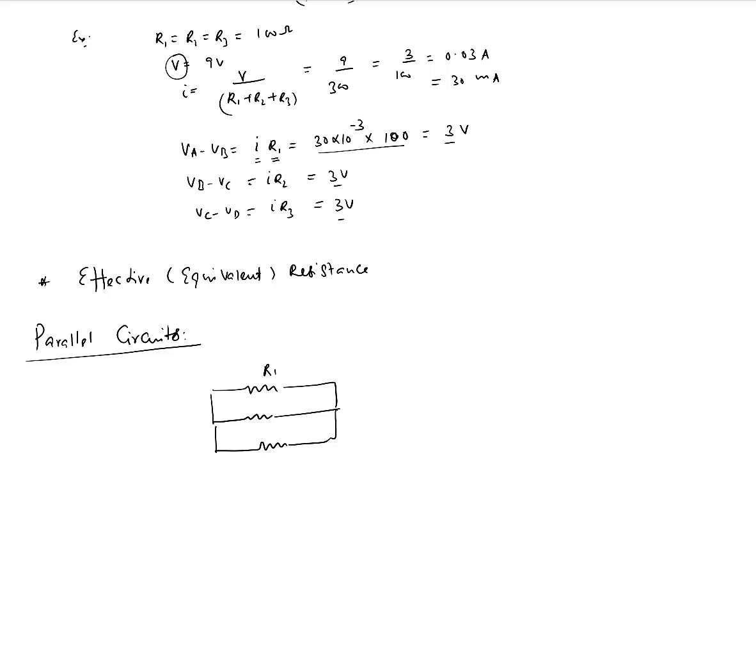So we have three resistors here, let's say R1, R2, and R3, and we have a single voltage source that connects across the three resistors. Now this configuration is different from what you saw before. In serial configuration, resistors were connected end to end. Here they are not connected end to end.